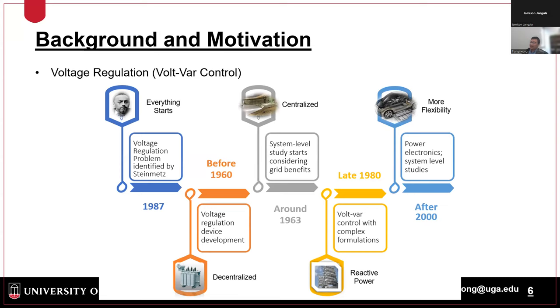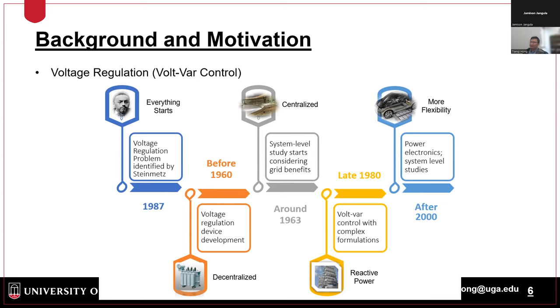Then they moved from pure device-level development to system-level study. In the 1980s, the term wide-area control became popular, and people started to propose more complex formulations, trying to control the reactive power of the system to achieve better system-level benefits. Because of renewables and the development of power electronic devices, the system can be operated in a more flexible way. So after 2000, most researchers started looking at the possibility of operating the power electronic interface to solve the voltage problem in both distribution systems and transmission systems.